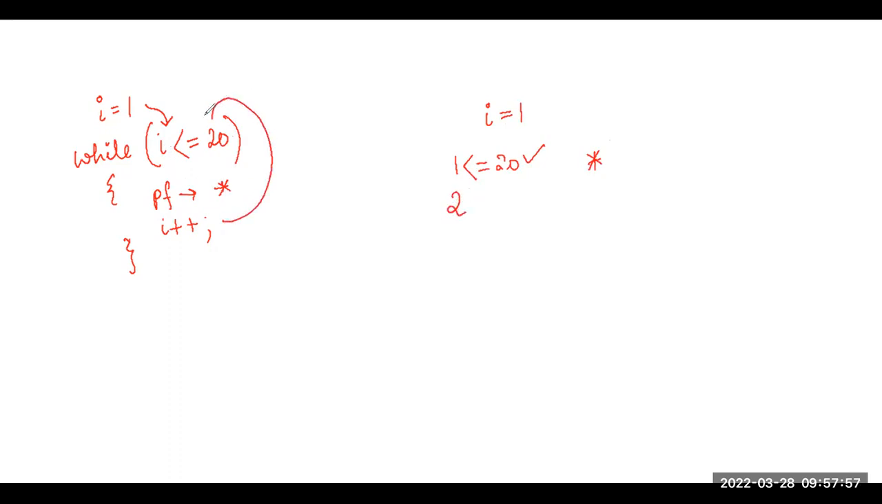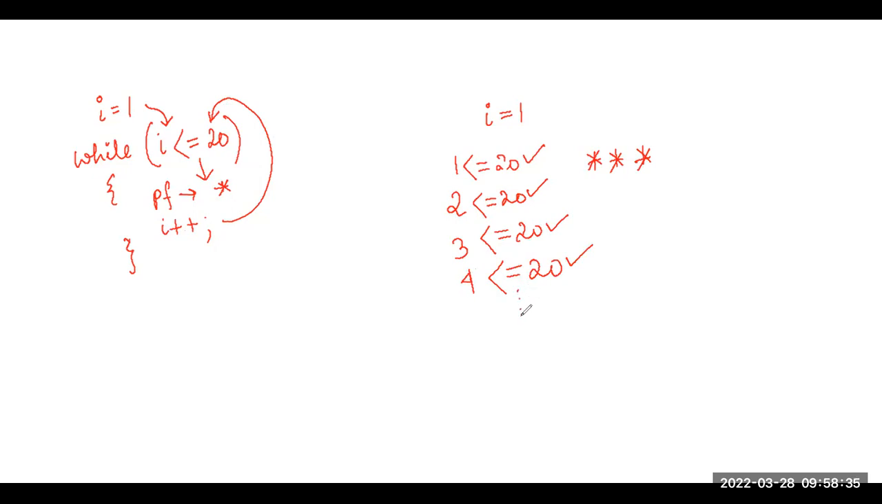So now I from 1 will become 1 plus 1, that is 2. Again it will go back here and check: is 2 less than or equal to 20? Yes. If it is true, enter, do this statement. From 2, I will become 3. Again go back. Is 3 less than or equal to 20? Yes. If it is true, enter into the loop, do the next statement, increment I. Again go back. Is 4 less than or equal to 20? Yes, it is true.